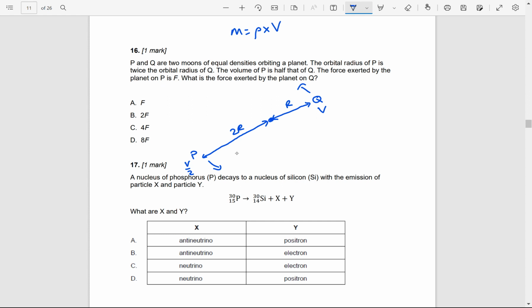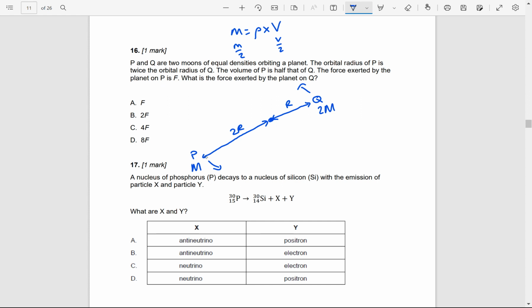And they have equal density. Right, so I'm just going to clean that up and put it into mass. So mass is density times volume. So if the volume is half, then the mass is half. So P is half the mass of Q. So let's say P has mass M and Q has 2M, because P is half of that.